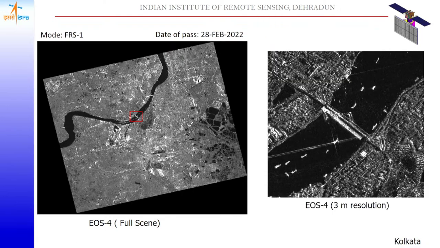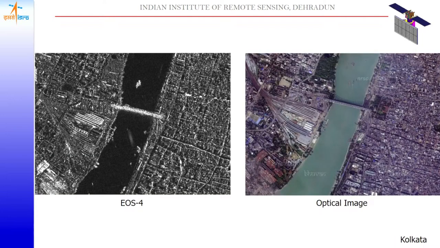This is the Kolkata region. You can see the bridge in Kolkata, and some small boats and ships in the Hooghly River. These are all of FRS1 mode, which is the stripmap mode of 3-meter resolution. You can see the bridge in the EOS4 image, and this is the same bridge in the optical image. You can see the brighter returns in the image due to artificial objects, and the water body appears as black.